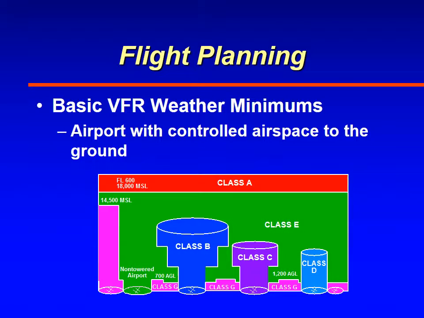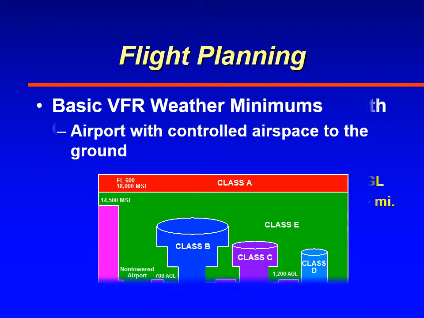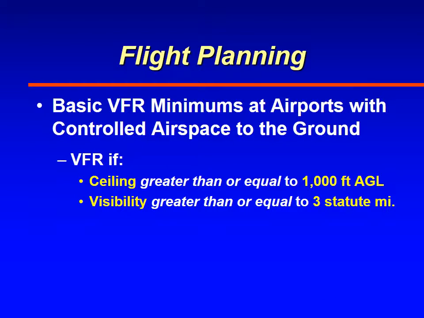So what they're saying here is that at some airports, controlled airspace goes down to the ground, and if there's weather reporting at those airports, then you need a ceiling of 1,000 feet or more and visibility of 3 or more. That's your 1-0-0-3 rule. If the airport has ceilings less than 1,000 and/or visibilities less than 3 miles, technically the airport is IFR, and the rotating beacon will go on to indicate that it is IFR.